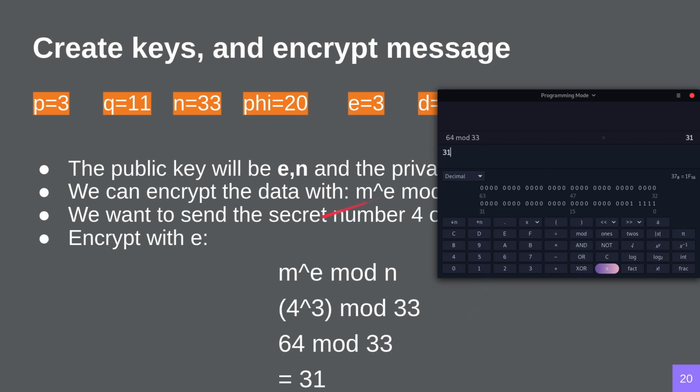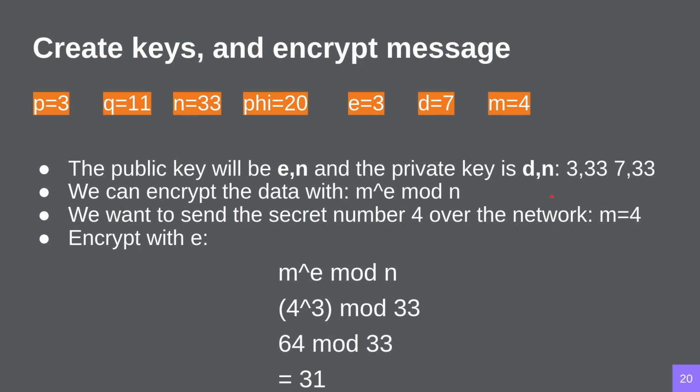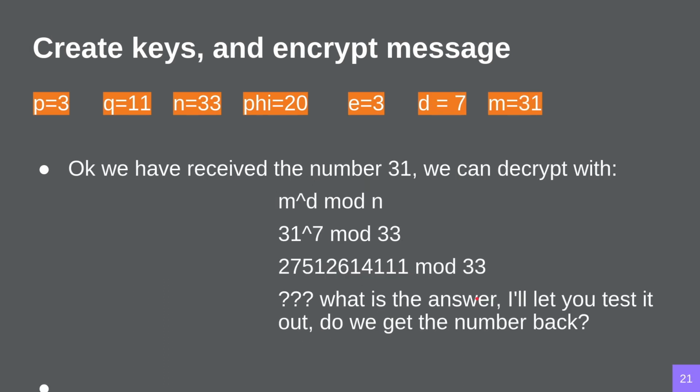So we've encrypted it with Bob's public key, and we're going to send it to Bob now. We're going to say, I've used your public key, Bob, and I've encrypted a number. I'm going to send this over to you. And he'll say, thank you, Alice. I have received the number 31. Now I shall decrypt 31 with my private key, which in this example is 7. A very, very low number.